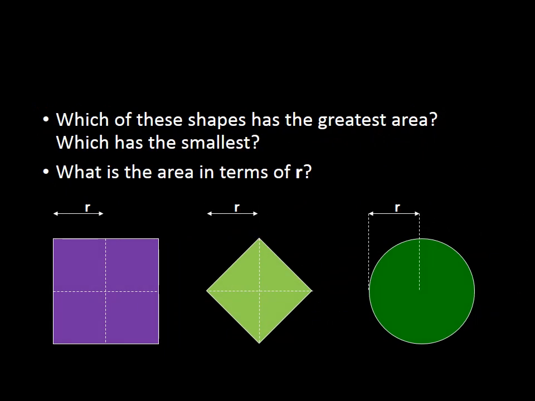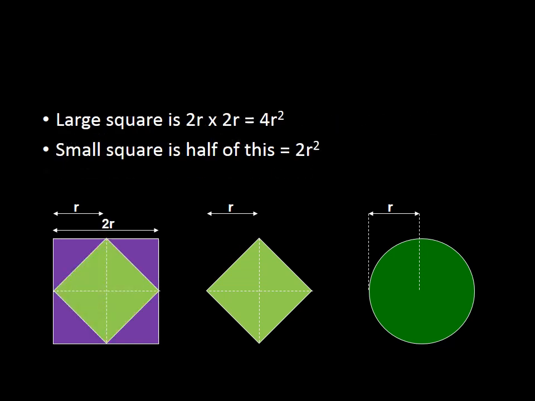Now think of the area. Which of these shapes has the greatest area? Which has the smallest? What is the area in terms of r? Large square is 2r into 2r, that is 4r squared. Small square is half of this, so it is 2r squared. Then what is the area of the circle?